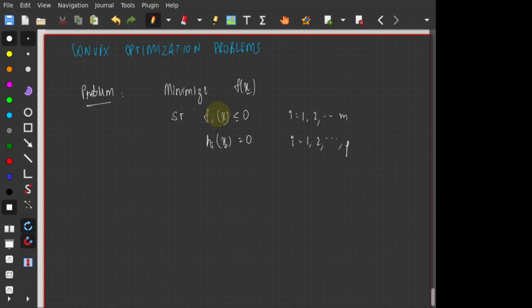M and p could be any number, it doesn't matter. It doesn't have to be the same. And all of these functions f, fi, hi are all functions from Rn to R.